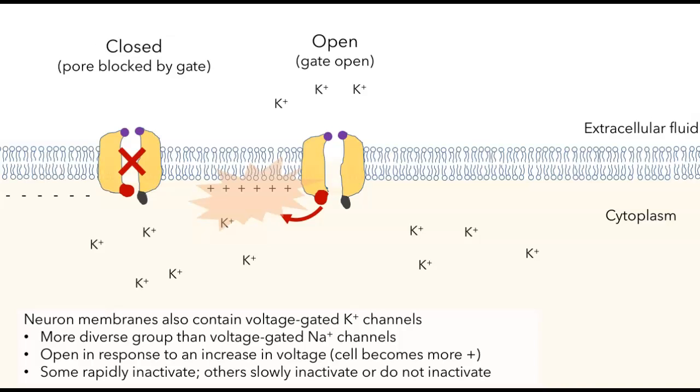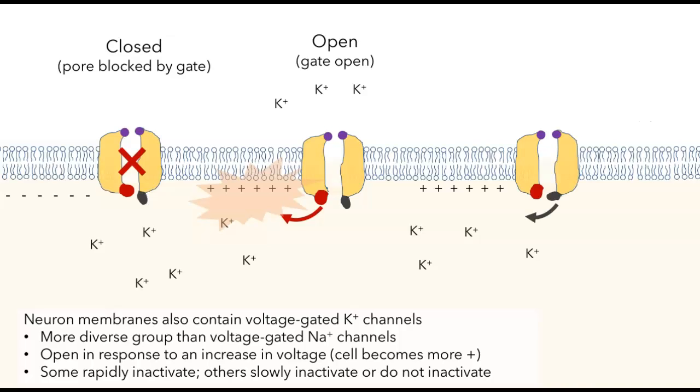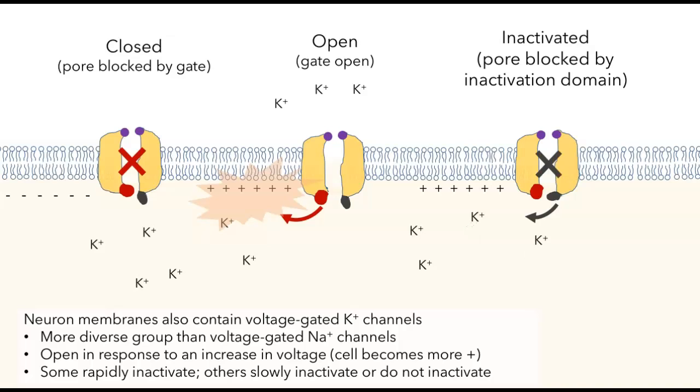Some potassium channels have no inactivation gate, and so they could only exist in these 2 states. Others will rapidly inactivate, like the sodium channels, and there are still others that will inactivate very slowly. When the channel inactivates, it's similar to what we've seen with the voltage-gated sodium channel, where there'll be another part of the protein that will slide in, blocking the pore, and then potassium cannot move through.